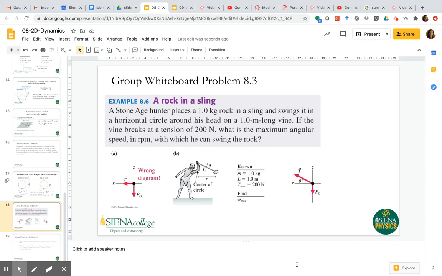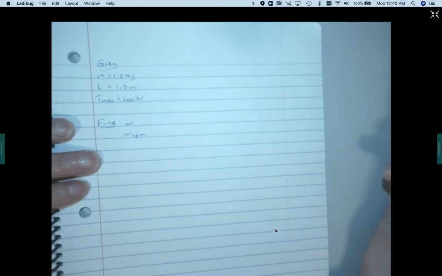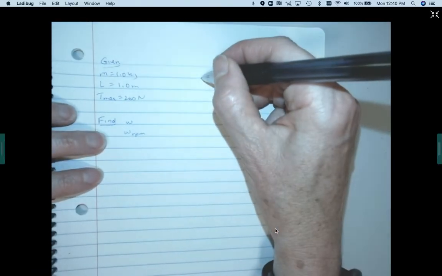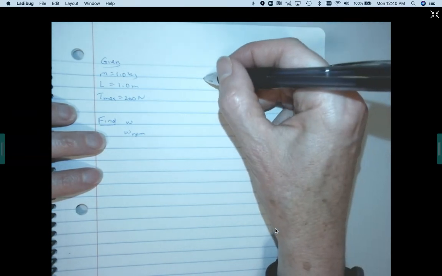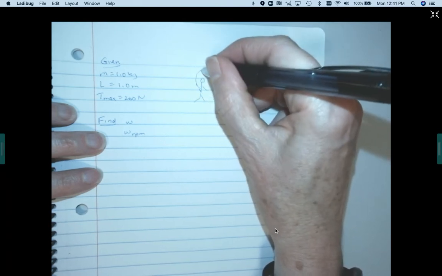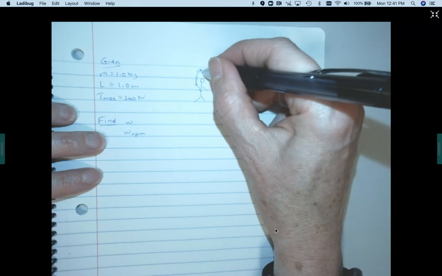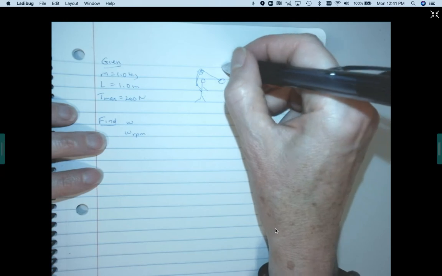So we want to find omega in RPM. Okay, so let's switch over to our camera here. All right, so we have that. I'm going to really try and draw the hunter. I guess I could. Why not? That's the fun part, right? So we have hand up there and swinging the rock at some angle, and that's going to go in a circle.